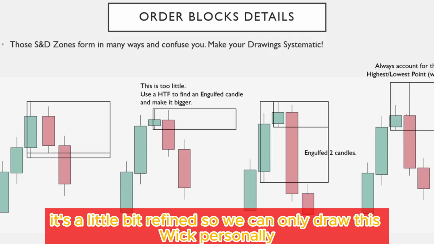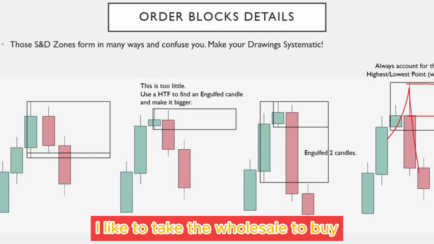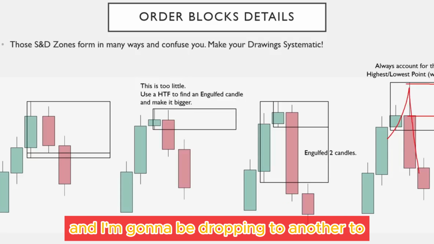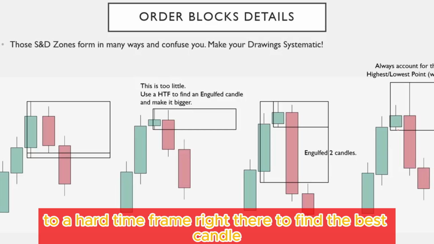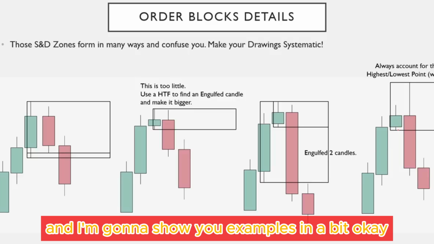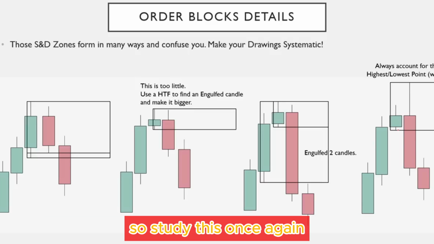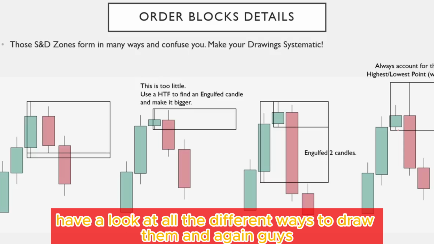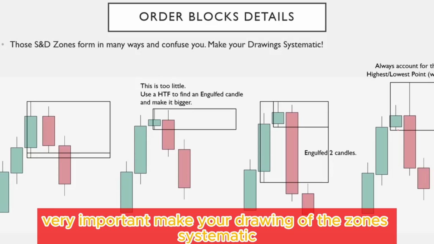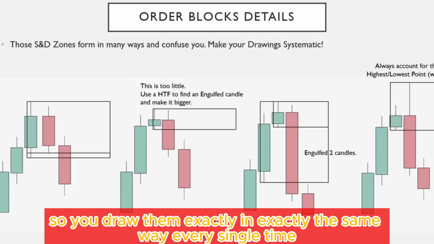That is perfectly fine by me, right? But again, it's a little bit refined. So we can only draw this wick. Personally, I like to take the whole thing to buy, and I'm going to be dropping to a higher time frame right there to find the best candle. I'm going to show you examples in a bit. So study this once again, have a look at all the different ways to draw them. And again, guys, very important, make your drawing of the zones systematic, so you draw them exactly the same way every single time.